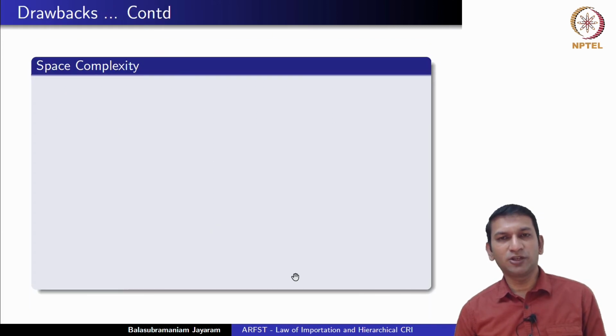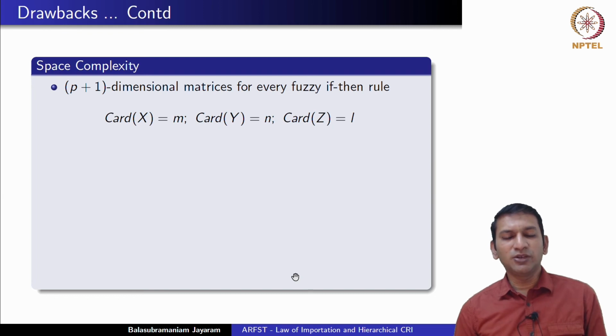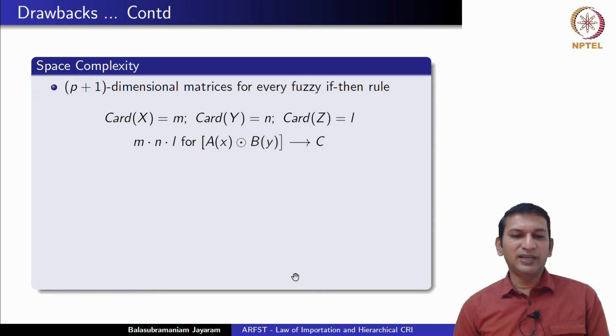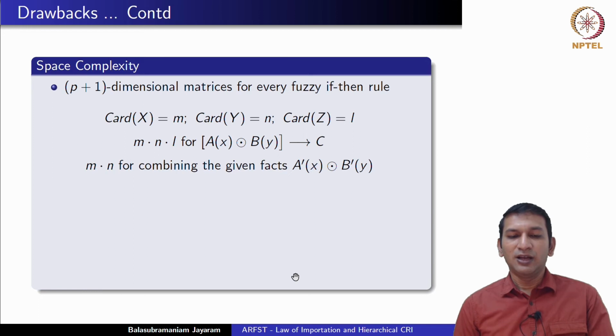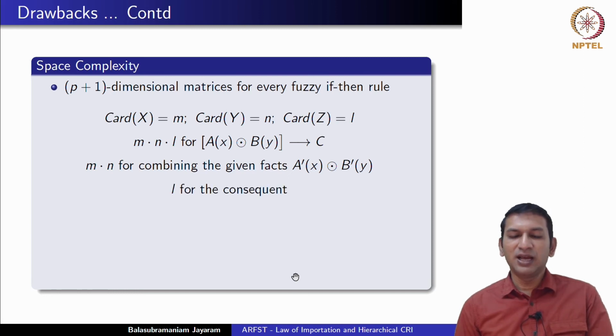What about the space complexity? How much do we need to use as storage? We need to store p plus 1 dimensional matrices for every fuzzy if-then rule. Assume that the cardinality of x is m, y is n and z is l. For the moment, let's consider only a 2-input, 1-output case. We have seen that to obtain the rule relation, we need a 3D matrix consisting of m into n into l components. And for inferencing, first we need to combine the facts A dash B dash, which is again a 2D matrix with m cross n elements, and we need l to store the consequent.